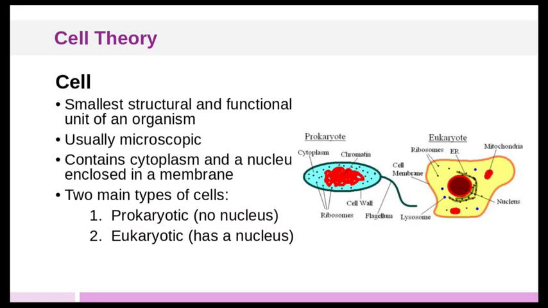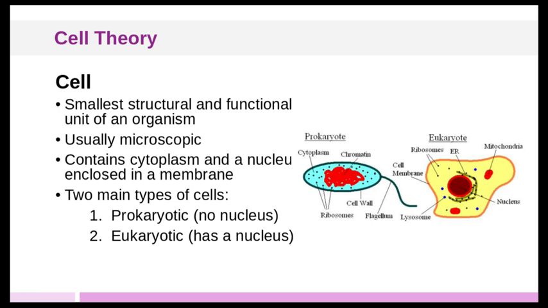So a cell, by definition, is the smallest structural, meaning a structure is something that's physically there, and functional, meaning what it does, unit of an organism. And an organism is just an accumulation of cells that make up tissues. Those tissues make organs. Those organs make up an organism.